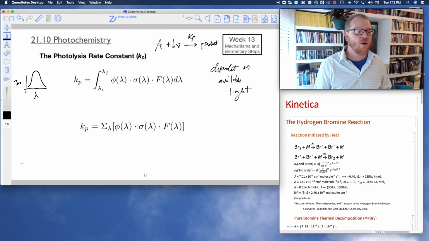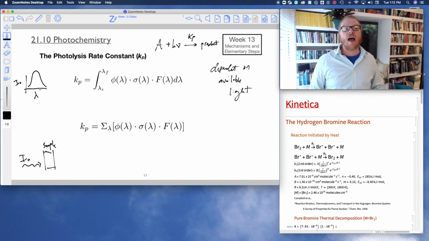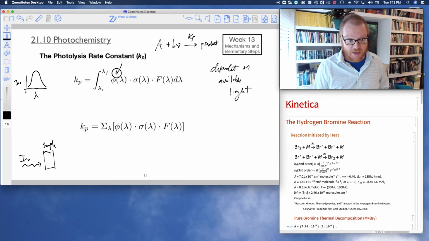And by I0, what I mean is that is my incident radiation to my sample. So this spectrum that I just kind of drew up here, that would be the spectrum of my light source. Not the spectrum of my molecules, it's the spectrum of my light source. Like what color light am I using? How much intensity there is? And so now you can calculate a photolysis rate constant of that by integrating the quantum yield, or excuse me, quantum yield for photochemistry. So that's what that gives you.